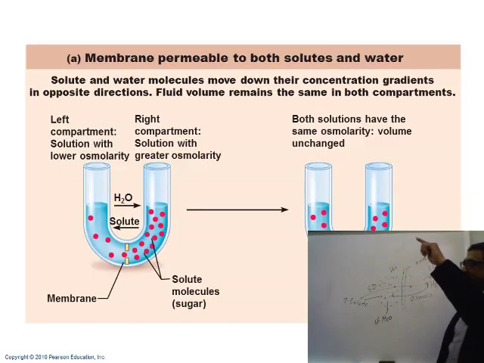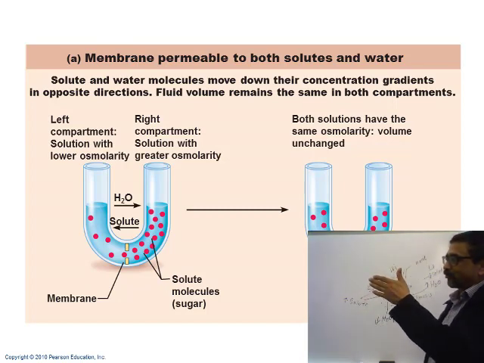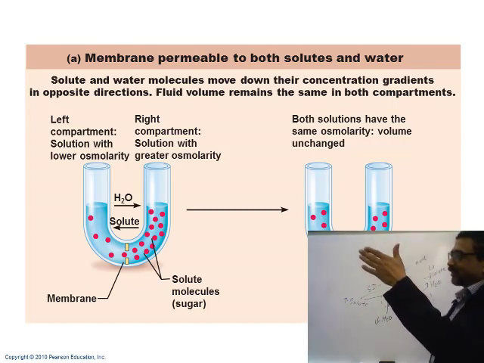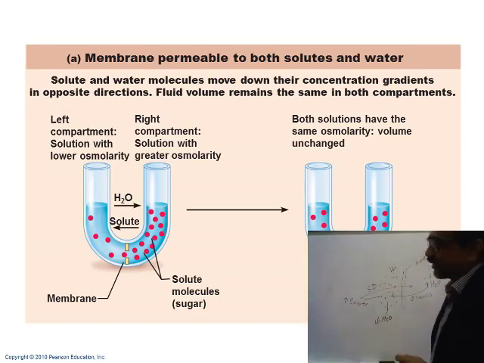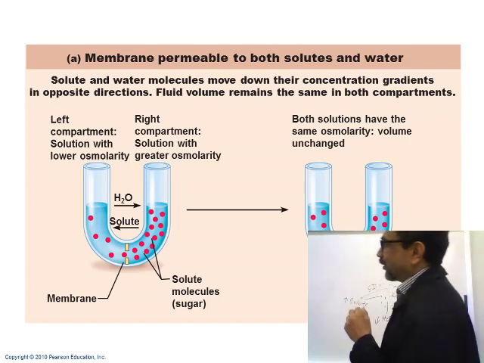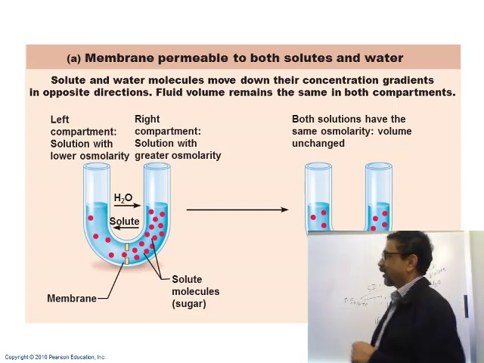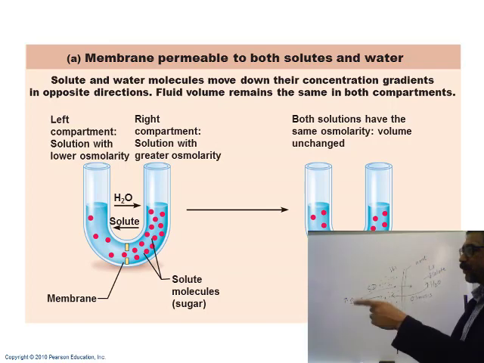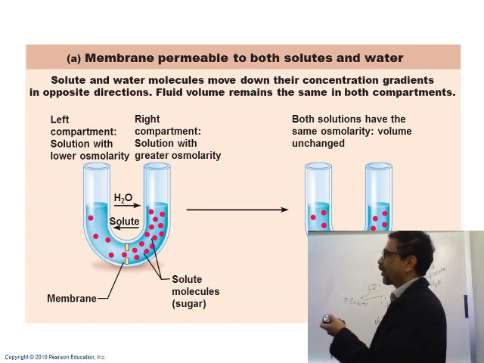This is an experiment that you can do, like take a U-shaped test tube and put a semi-permeable membrane in the center, and in one side put high concentration solution, another side low concentration. Eventually you will see the concentration in both sides will be the same, because the solutes will move from high to low, water will move from low to high, that I have shown you here. Okay, so that's one experiment.